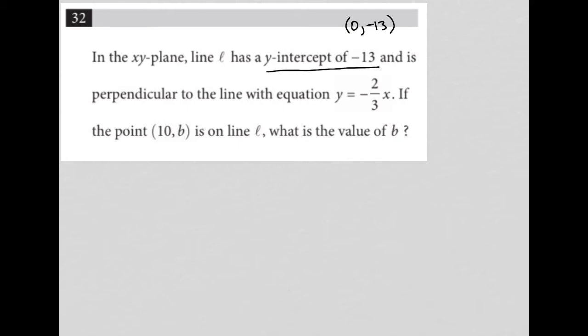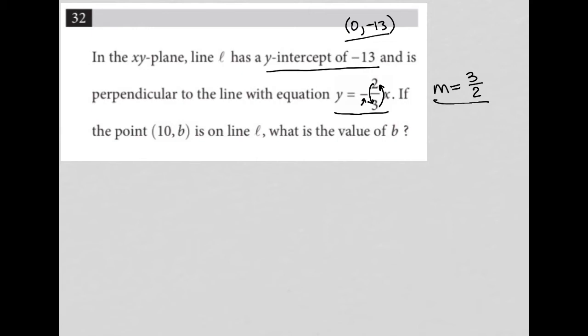Second of all, if it's perpendicular to the line y equals -2/3 x, that means that you have a slope of +3/2, because the slope of a perpendicular line is always the opposite sign, right? So instead of negative, positive, and then the reciprocal of the slope of that line. So our line goes through (0, -13) and has a slope of 3/2. If the point (10, b) is on line L, what is the value of b?